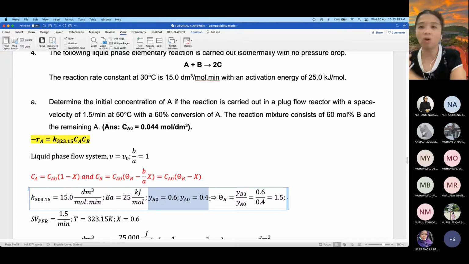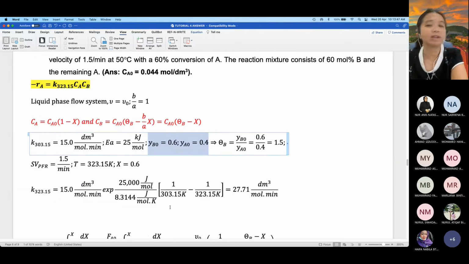You already elucidate the rate law. You know this is liquid phase. You know the value of K, tapi K pada 30 Celsius. You know EA, you know YB0, you know YA0. Okay, so how do we solve this? Jadi kita nak cari CA0. Okay, so if you realize from the question, mana kita nak cari CA0 tu? Okay, the only information macam saya always tell you, kamu kena tahu apa information, apa benda kita nak cari, CA0, and then tengok balik apa information yang boleh digunakan ataupun apa information yang possible akan muncul dalam satu equation yang mana kita boleh cari CA0.